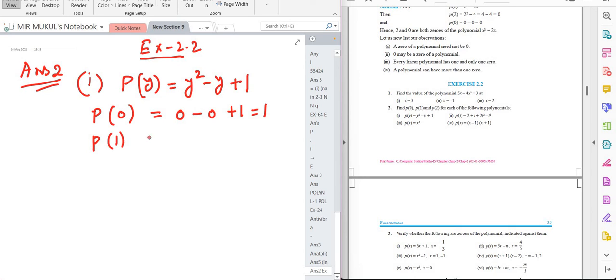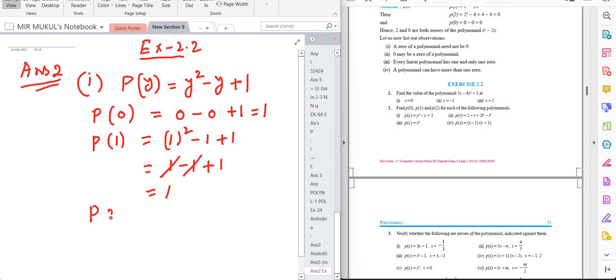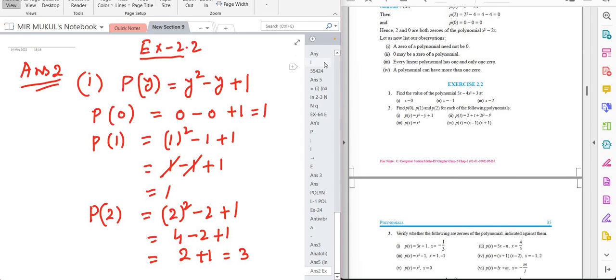Then if you find P1, in place of y you will write 1. So 1 square minus 1 plus 1. 1 square is 1, minus 1 plus 1. So plus 1 minus 1 we can cut. So we will get 1. And we have to find P2. So here we'll get 2 square minus 2 plus 1. So here we are getting 4 minus 2 plus 1. 4 minus 2 how much? 2. 2 plus 1, that is 3. So understood, Akshara? Yes, sir.